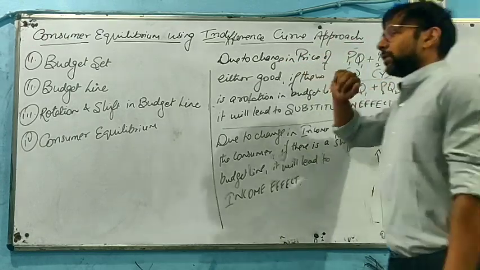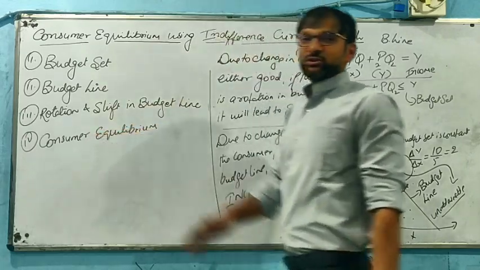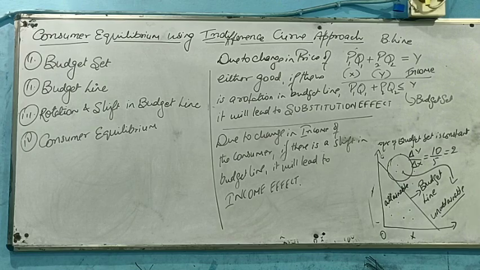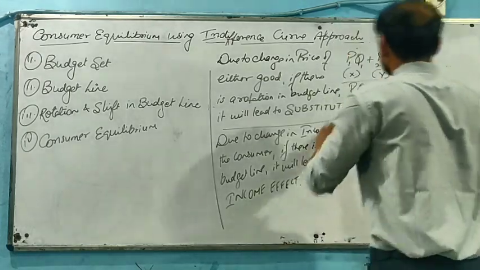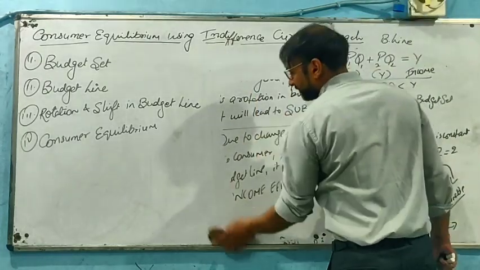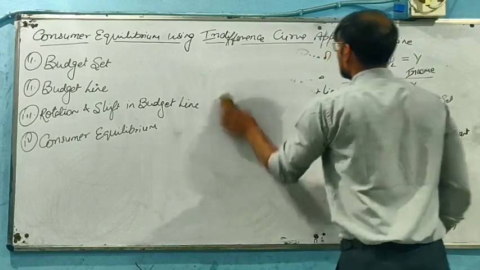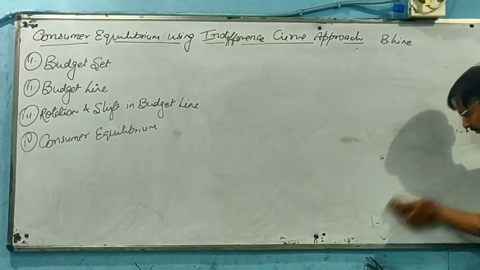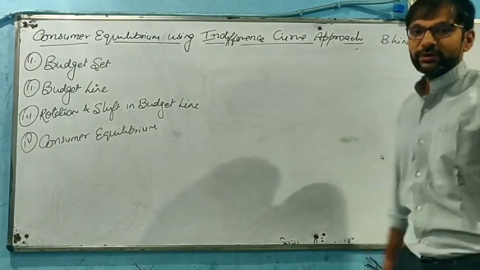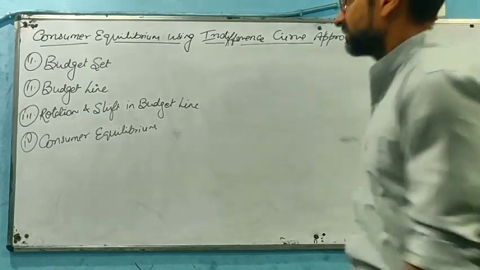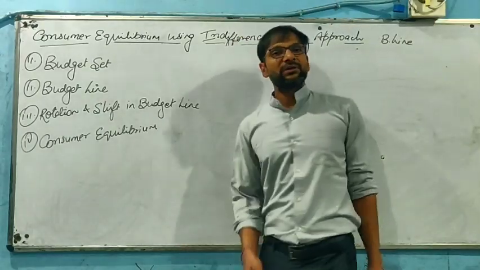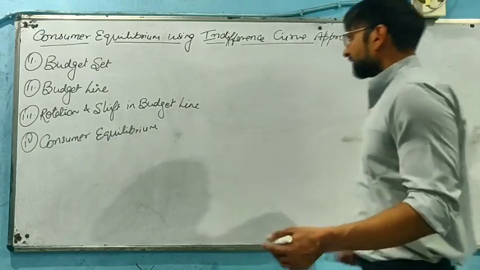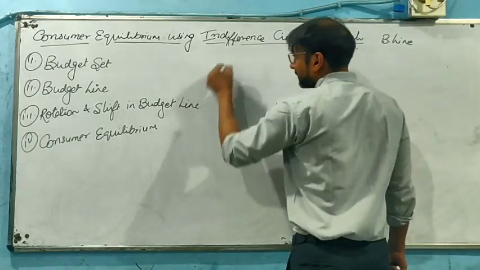Now we are coming to the consumer equilibrium. How will the consumer equilibrium be established using the indifference curve and budget line? This is the important concept that we are going to see now. Consumer equilibrium, as we have already told you, is the level of maximum satisfaction that a consumer derives upon the consumption of two commodities. Now, maximum satisfaction can be availed.